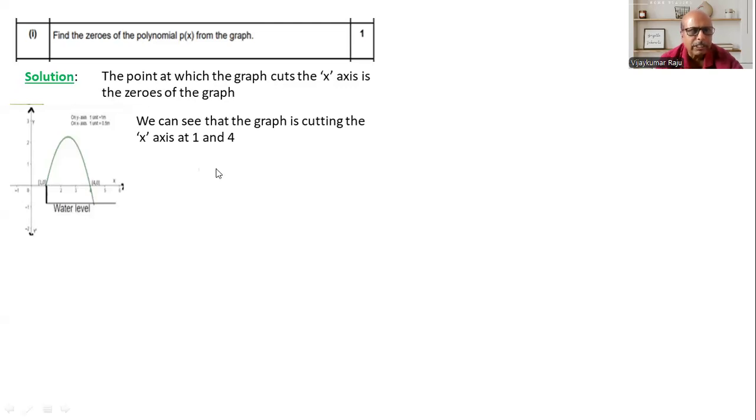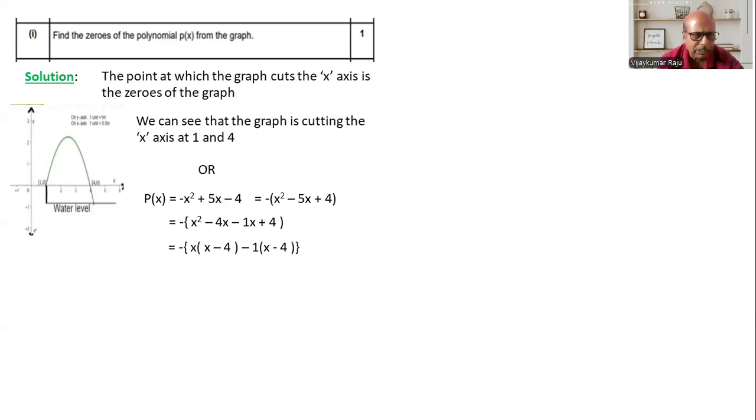It can also be done in a different way. That means you can factorize the polynomial given. When you factorize a polynomial, see, this is a polynomial. P(x) is equal to minus x squared plus 5x minus 4. Could be written as minus, taking out common, x squared minus 5x plus 4. Factorizing this polynomial, you'll get minus x squared minus 4x minus x plus 4. Take common from these two, you'll get x plus 4 minus 1 into x minus 4. This is x minus 4 into x minus 1.